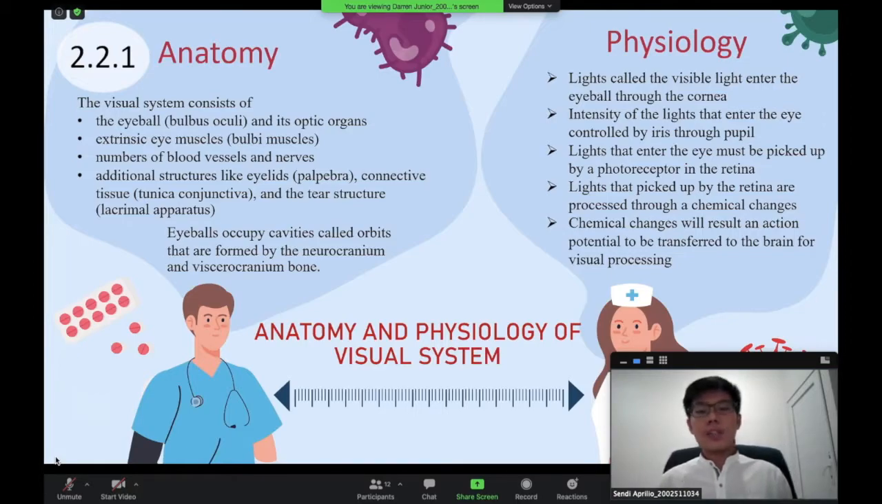How the light enters the eye and is projected as an image starts with lights called the visible light entering the eyeball through the cornea.